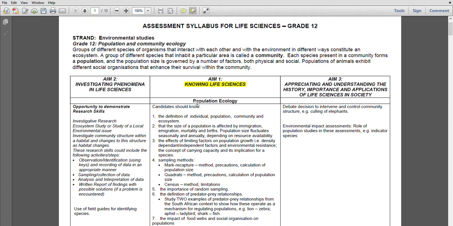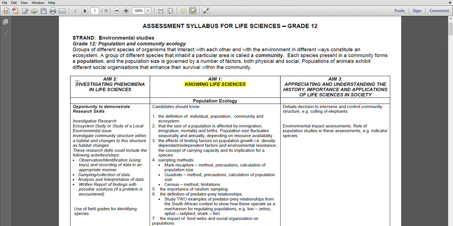As an example, if I'm looking at population ecology, it says that candidates should know the definition of individual, population, community, and ecosystem. From our normal population studies we could take this further from an ecosystem to biosphere. But because it is not listed under the SAGS here, you do not have to know biosphere as one of those aspects that you need to know.